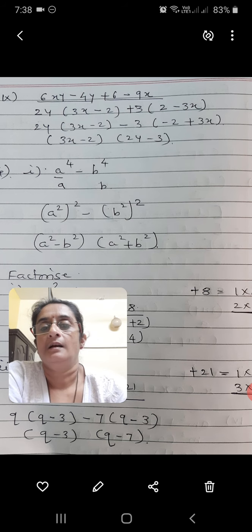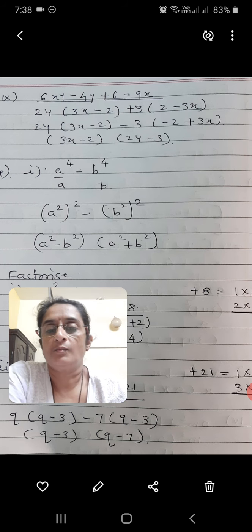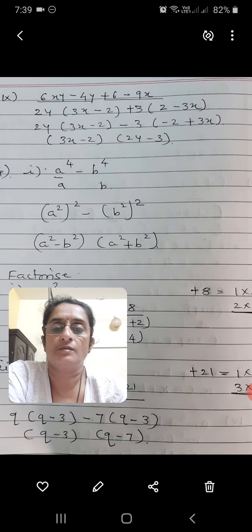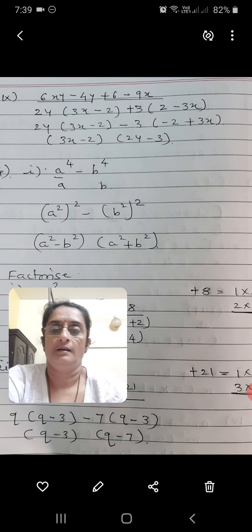Now next one is a raised to 4 minus b raised to 4. Now the first term we are going to take as a, the second term we are going to consider as b. So root of a raised to 4 is a square. So a square is a raised to 4, and b square raised to 2 is again b raised to 4. Now first take a minus b and a plus b. What is a here? a is a square. So a square minus b square, a square plus b square. These two are the factors of the given term.